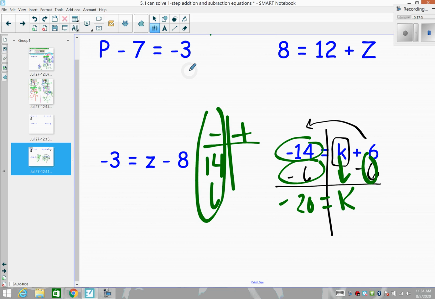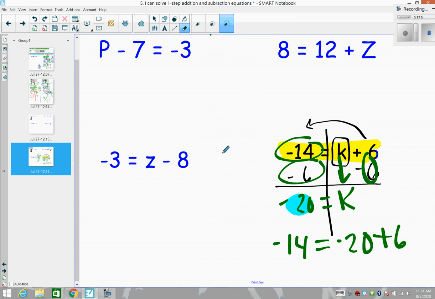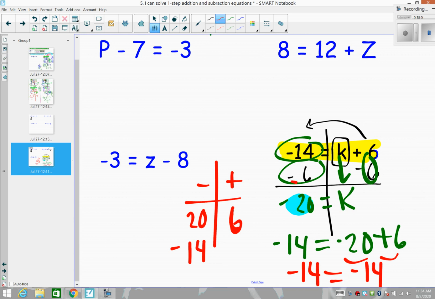Our job now is to take that -20 and plug it back into this equation. Is it true that the left side equals the right side? So I have -14 equals -20 plus 6. Is that true? So if I were to tug a war that, what do I get as a result? I have 20 players on team negative. I have 6 players on team positive. Who is stronger? Negative. How many extra players? 14. Does the left side equal the right side? Yes. So we know that -20 is the solution for k.